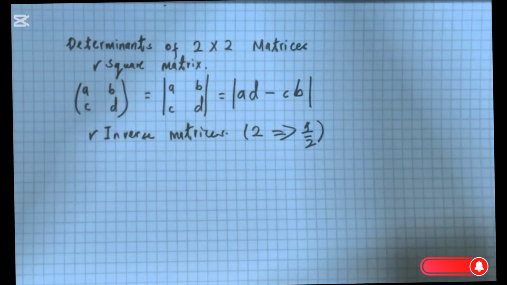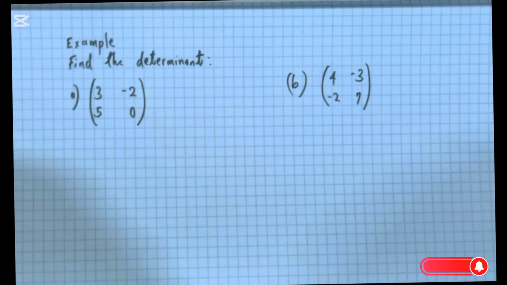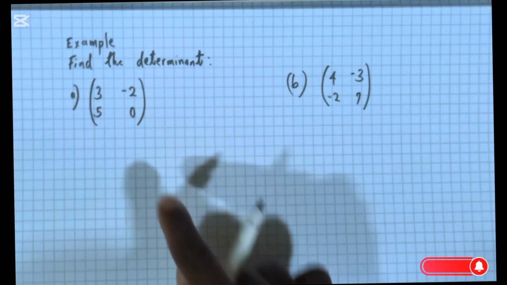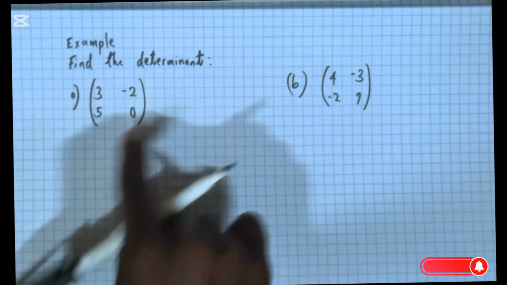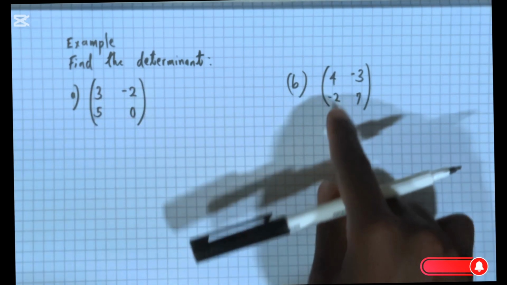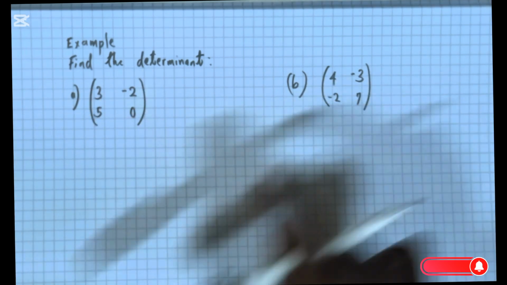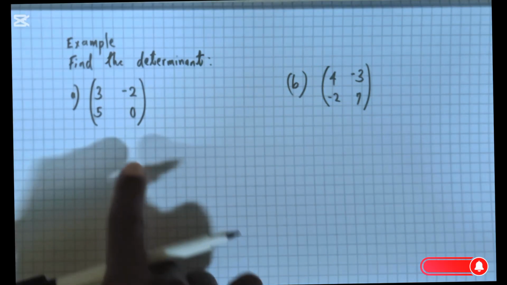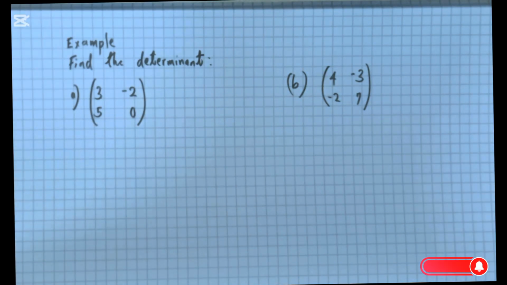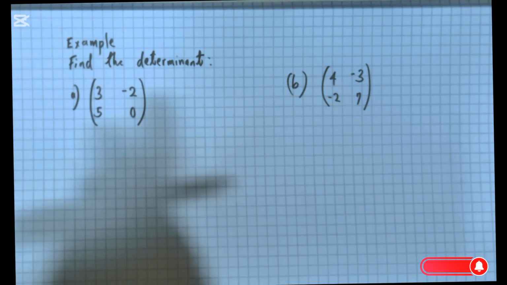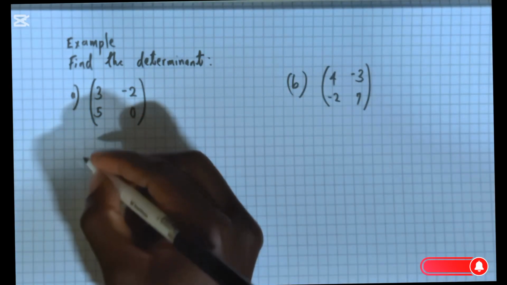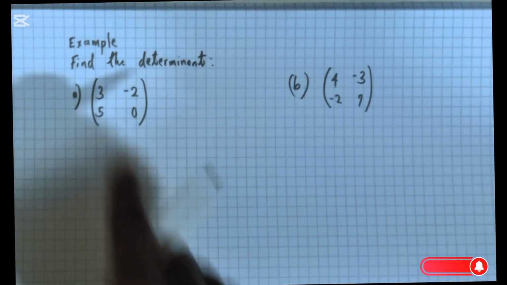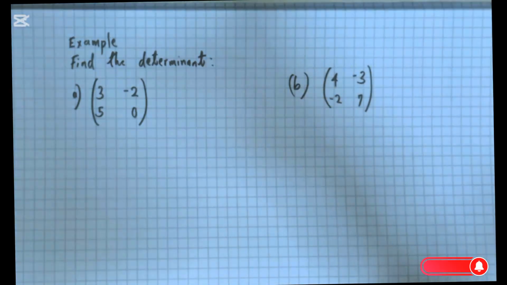All right, so why don't we go ahead and dive into an example that is actually trying to find a determinant of a matrix. So find the determinant in A, where we have a 2 by 2 matrix: 3, -2, 5, and 0. And of course, B: 4, -3, -2, and 7. So what is the determinant in this particular case? As I already said, you want to take the absolute values of these numbers. But anyways, in this particular case, we are going to multiply the elements in the main diagonal.